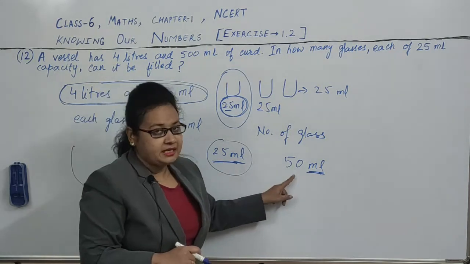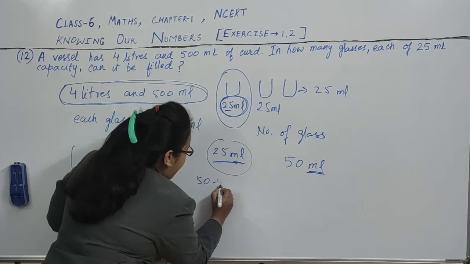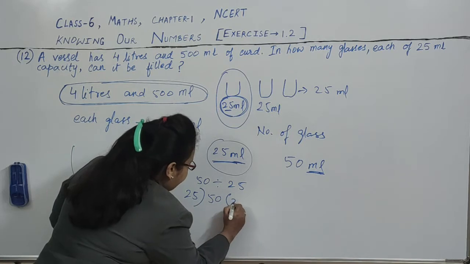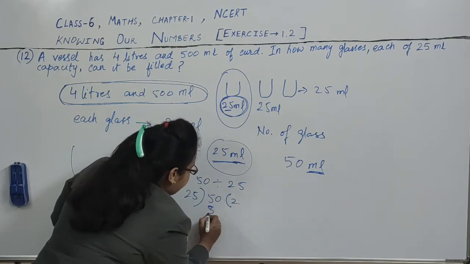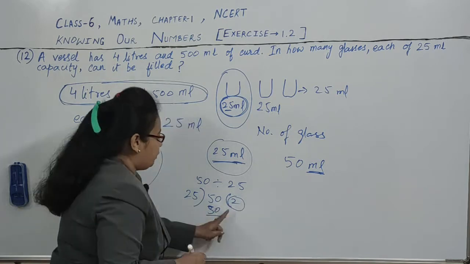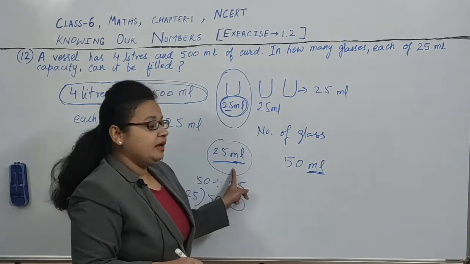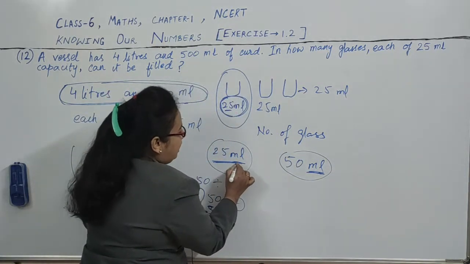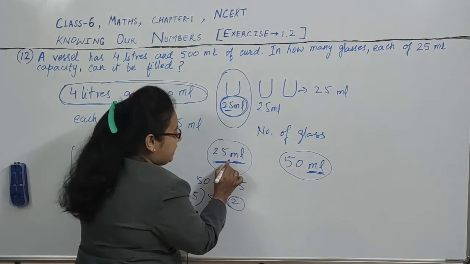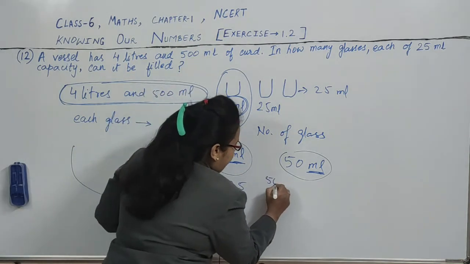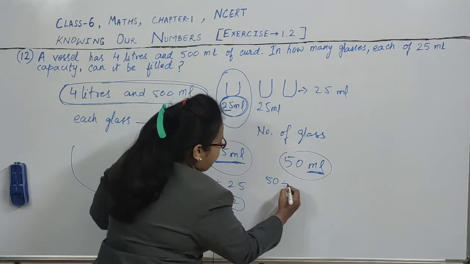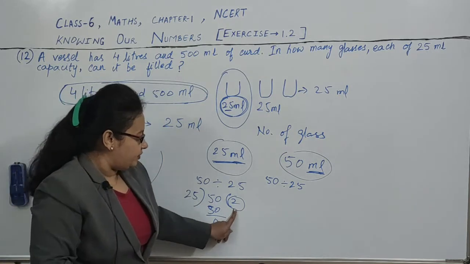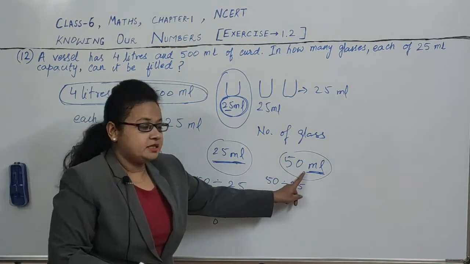Okay, so how do we find that? By dividing 50 by 25. So how did we do it? 25 divided into 50, which gives 2. So in 2 glasses this 50 ml curd can be filled. So total amount of curd divided by the amount of curd that can be contained in 1 glass gives the number of glasses required to fill this total curd.